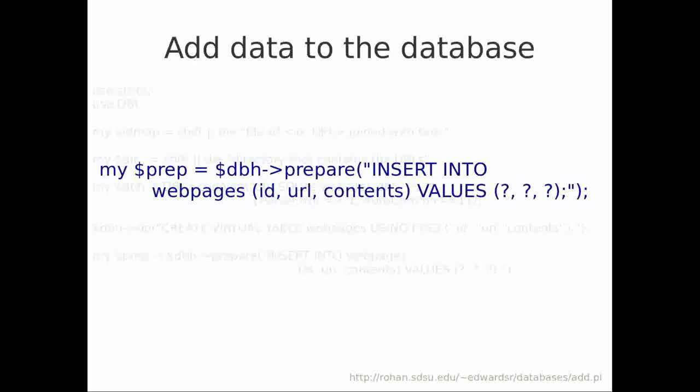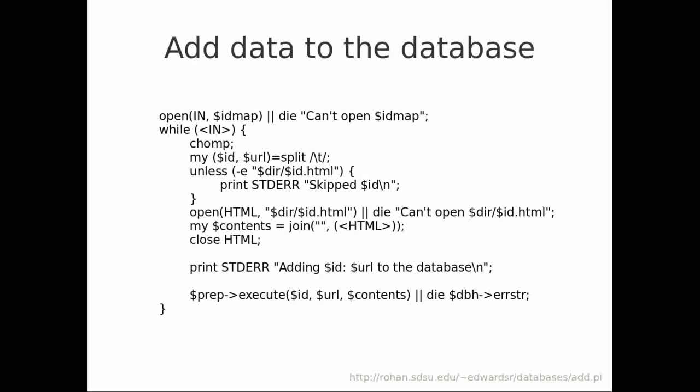So we're going to prepare a statement. We don't actually execute it until a little bit later. And in the second half of the code shown here, we open our ID map file. When we created our websites, that was called url.map. And then we read through that file. We take the ID and the URL.